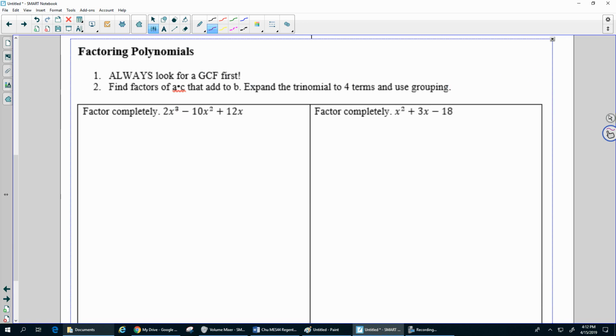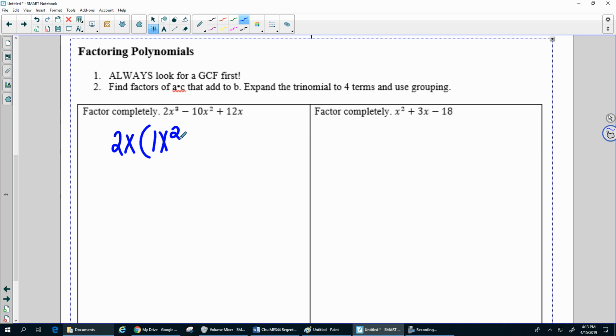So when we look at this first problem, 2x cubed minus 10x squared plus 12x, you want to ask yourself if there is a common factor between all of these pieces. What can I divide all of these pieces by? Well, I can definitely divide all of them by 2. And I notice they also all share an x, so I can factor out 2x from all of these. If I factor out 2x from the first piece, I'm left with 1x squared.